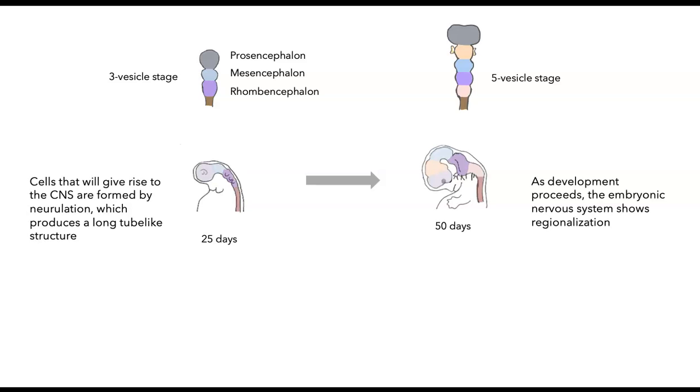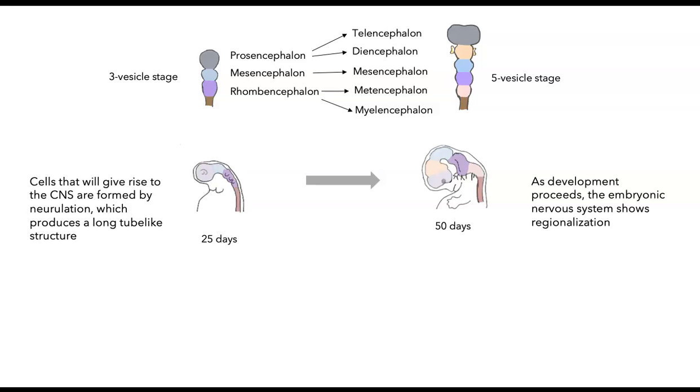we have what's called the five-vesicle stage, where the front part of the brain is separated to form a distinct telencephalon, which will give rise to the cerebrum, and the diencephalon, that'll give rise to the hypothalamus and thalamus. The mesencephalon will still be the midbrain, and the hindbrain is beginning to show the specializations that will give rise to the metencephalon, the cerebellum and the pons, and the myelencephalon, the medulla. The brown part in these figures corresponds to what will become the spinal cord.